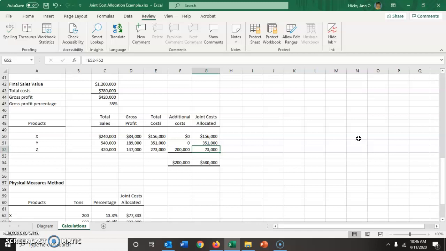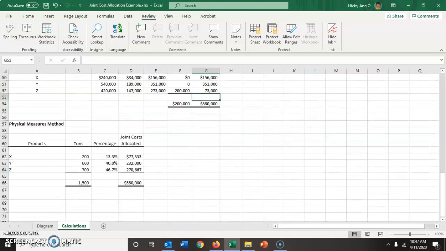Here's the problem with the constant gross profit method. It seems pretty straightforward. The thing is, when you're producing multiple products, it's not necessarily the case that every product will or should yield the same gross profit percentage. So in this case, we're really somewhat building a gross profit that may or may not be appropriate.